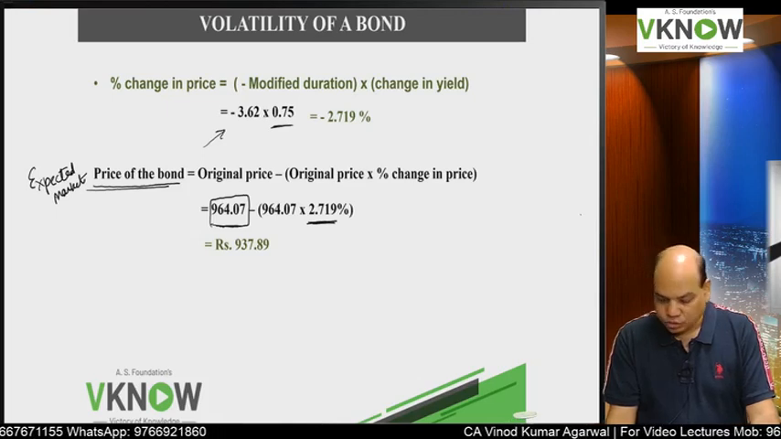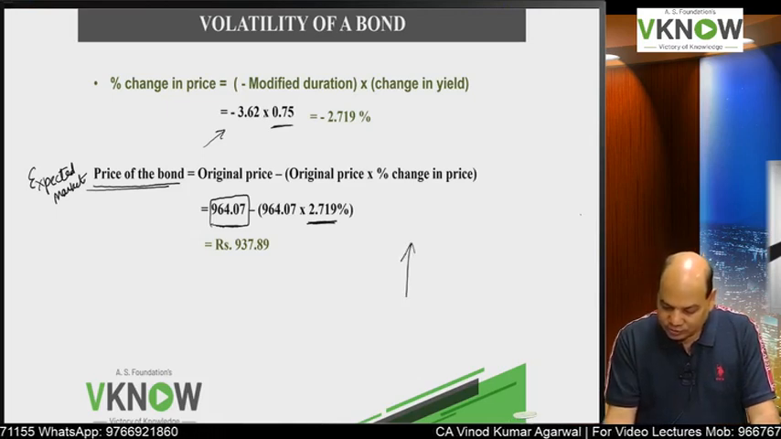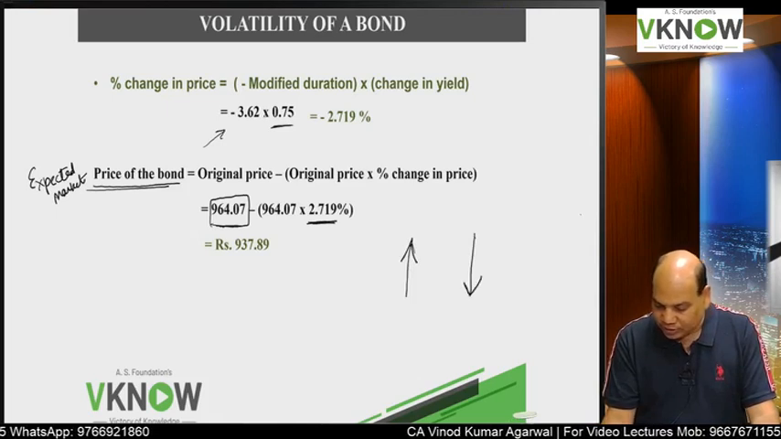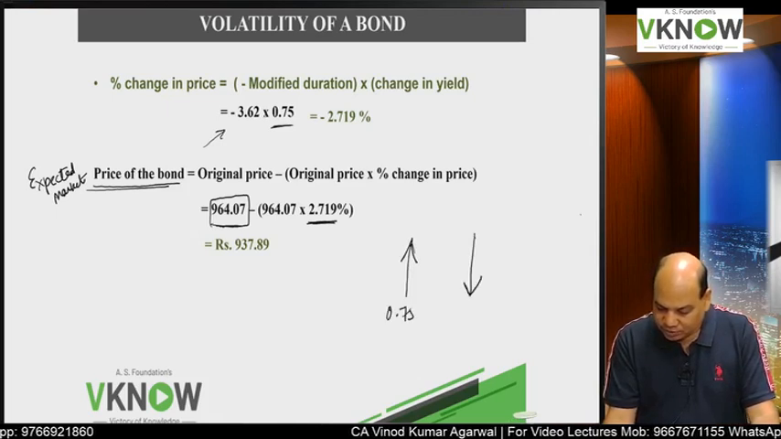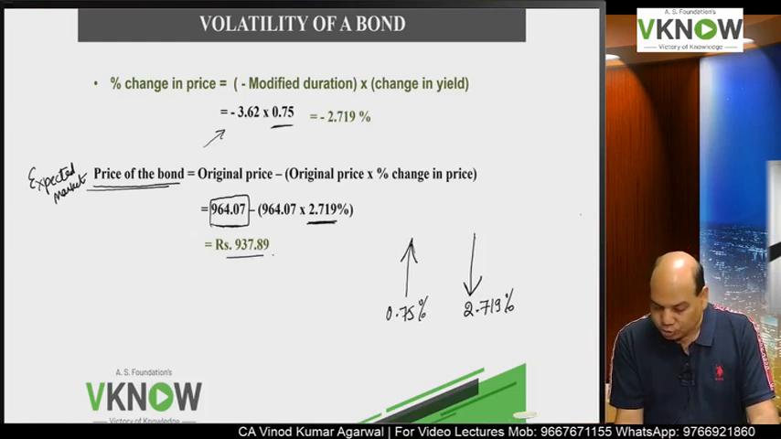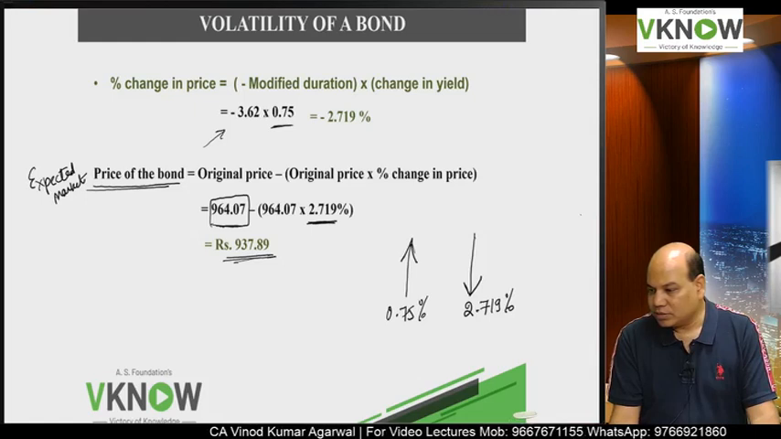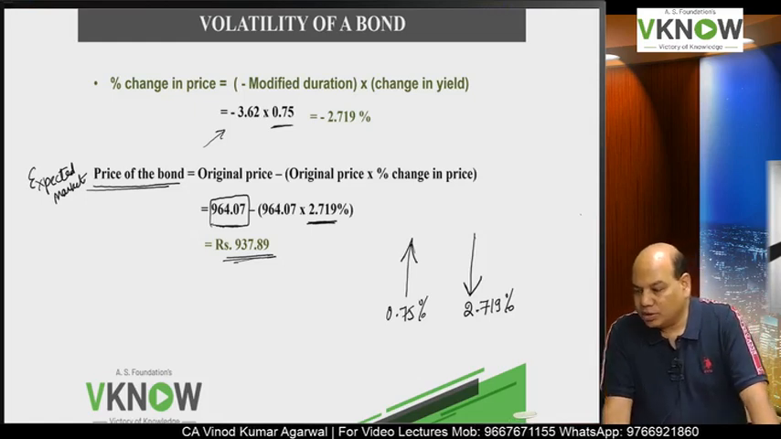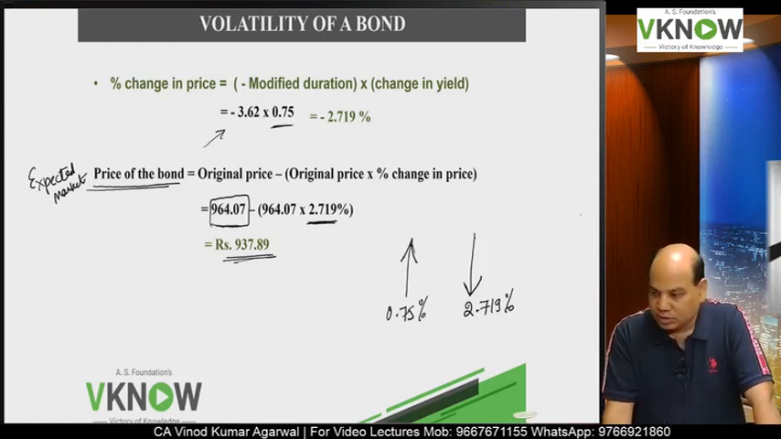937.89. So if the YTM increases, bond price will decrease. In this example, if YTM increases by 0.75%, bond price will decrease by 2.719%, and the new expected price will be 937.89. Okay.